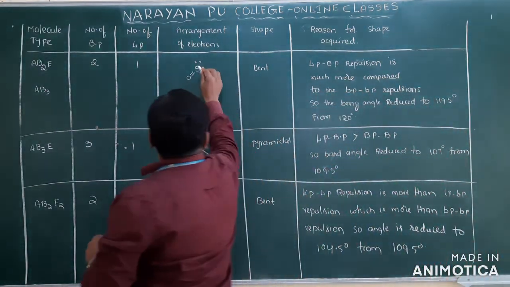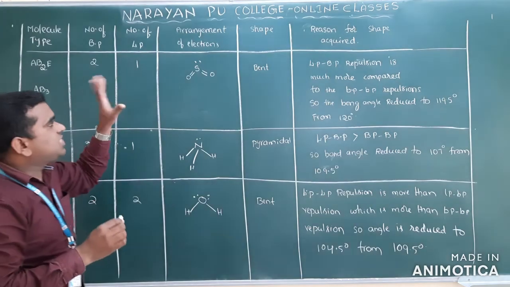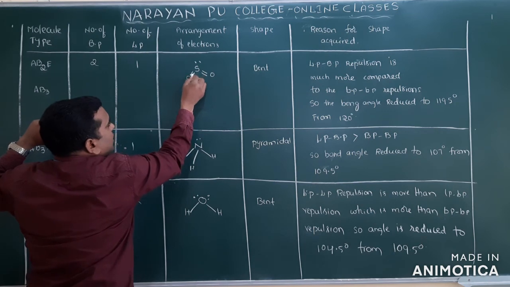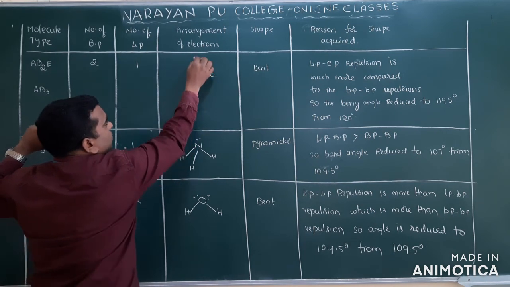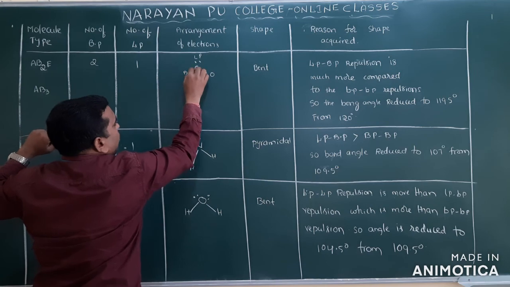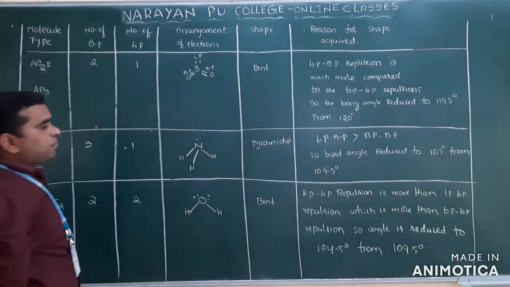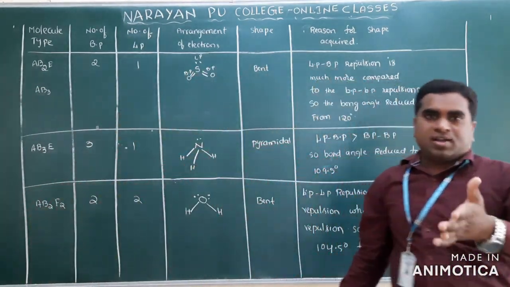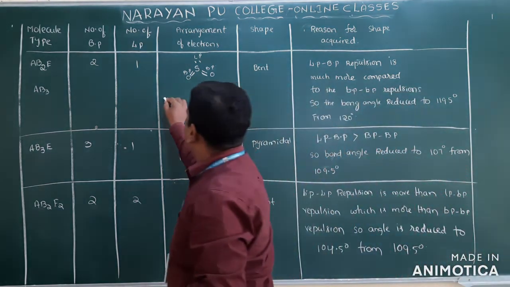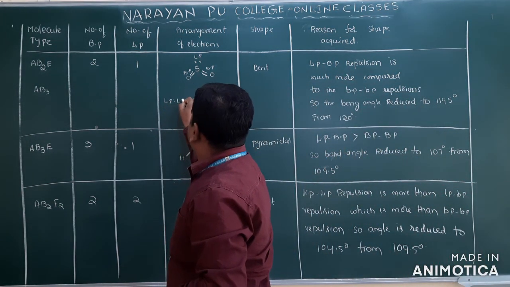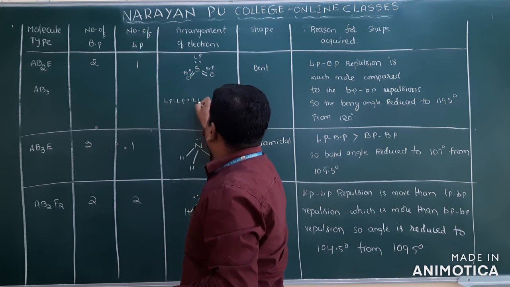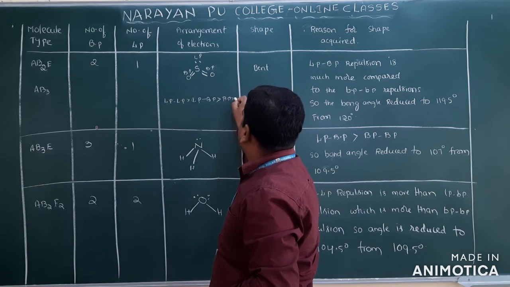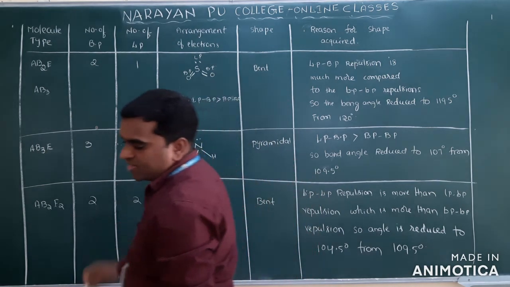I have taken SO2 as an example. Clear? So now, why does the shape change due to this lone pair? See, here there is a lone pair, and these are the bond pairs. This is a lone pair, and these are bond pairs. You know the order of repulsions: lone pair-lone pair repulsion is greater than lone pair-bond pair repulsion, and that is further greater than bond pair-bond pair repulsion. Clear? This I have already given in the last class.